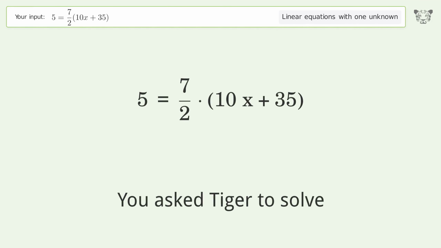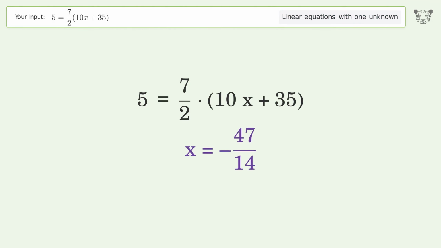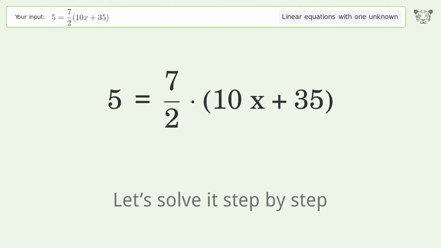You ask Tiger to solve. This deals with linear equations with one unknown. The final result is x equals -47/14. Let's solve it step by step.